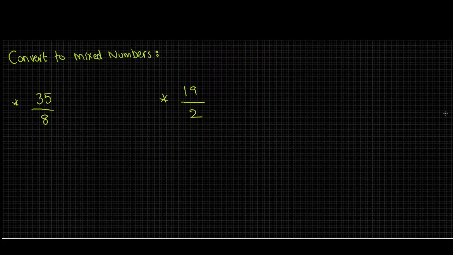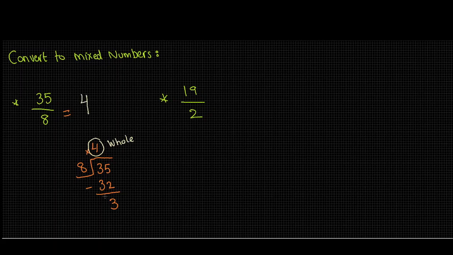Here are some examples. 35 divided by 8. Again, we want to convert this improper fraction into a mixed number. What times 8 is almost 35? We can say 4 times 8, that would be 32. We subtract, and the remainder we get is 3. So our whole number is 4. So we write the 4. The remainder is the numerator, 3, and the 8 is the denominator.